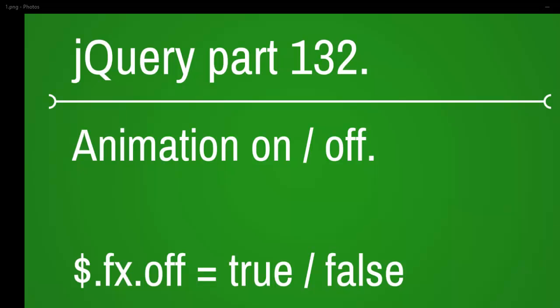Today we are going to look at how to turn the animation on and off on your page globally, right? There's a special syntax called $.fx.off, which is pretty straightforward. It is telling you, do you want to turn off the animation? If you say true, that means all the animation on your entire page will be off. So none of the animation will occur.